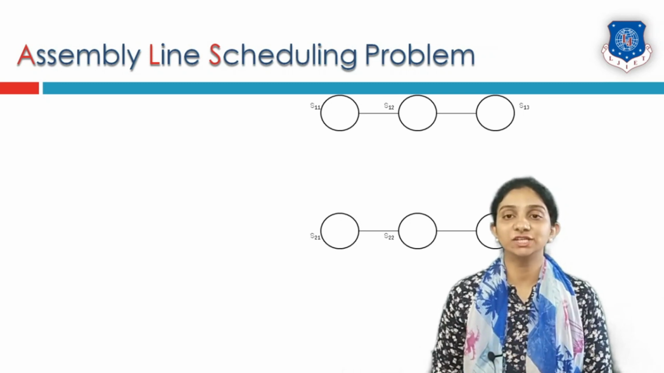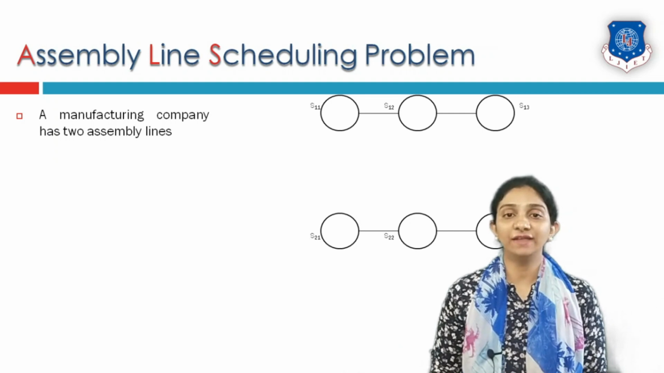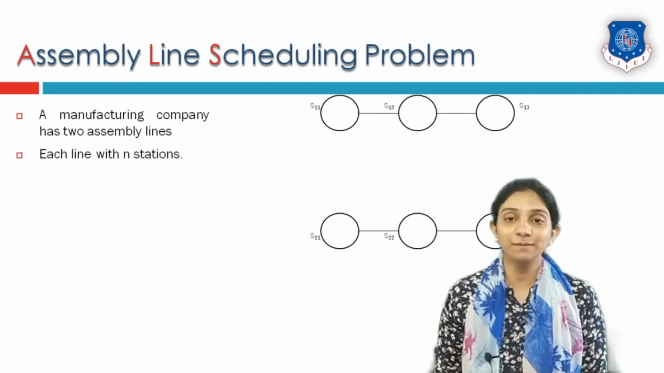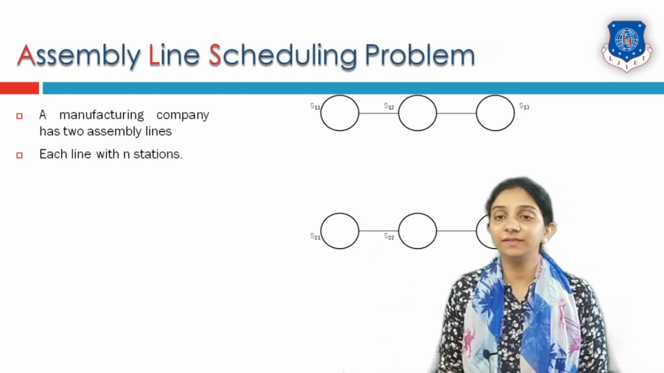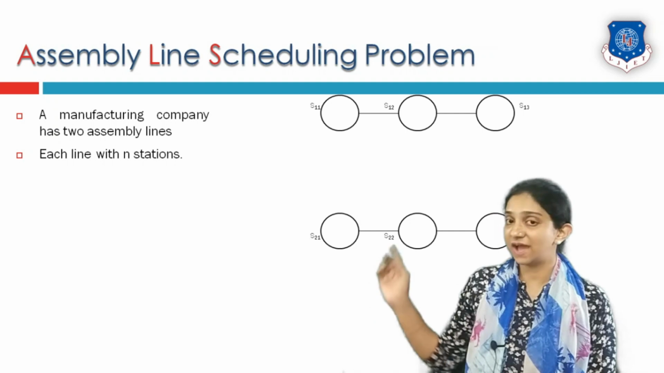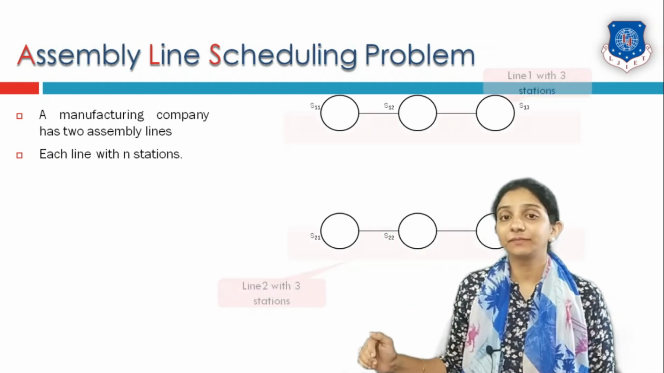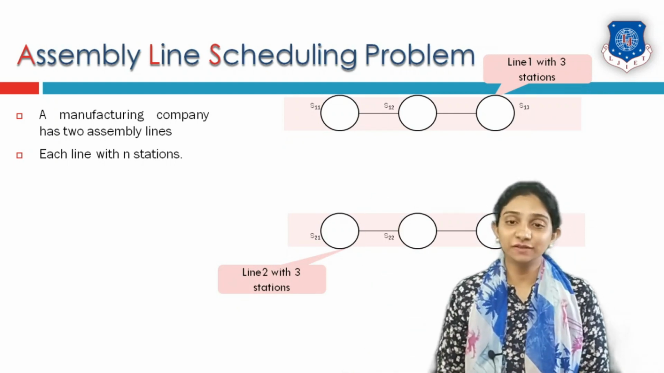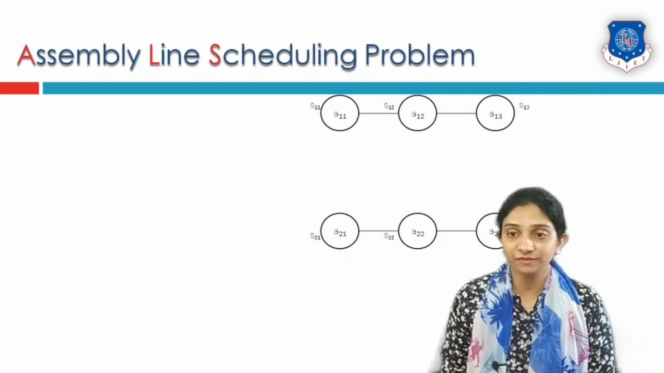In the assembly line scheduling problem, there is a manufacturing company which has two assembly lines. In each assembly line, there is a set of stations. For example, this company has two assembly lines. Here line 1 has 3 stations and line 2 also has 3 stations.